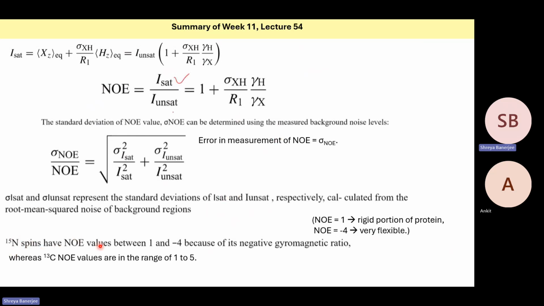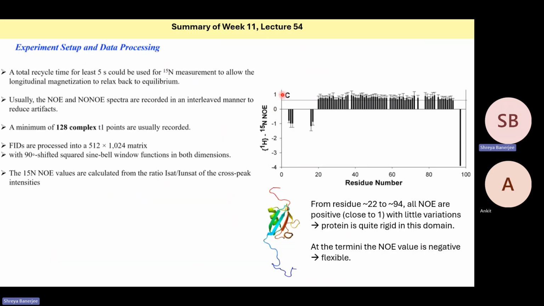15N spins have NOE values ranging from 1 to -4 because 15N, you know, has a negative gyromagnetic ratio. So if the gyromagnetic ratio is negative and this whole thing is greater than 1, the net NOE becomes negative. So 15N can have negative NOE values, whereas for 13C, the gyromagnetic ratio is positive, so the NOE is always positive, from 1 to 5. Normally, NOE values of 1 indicate that the protein is very rigid, and NOE values of -4 indicate that the protein is very flexible. We will look at it in this example.